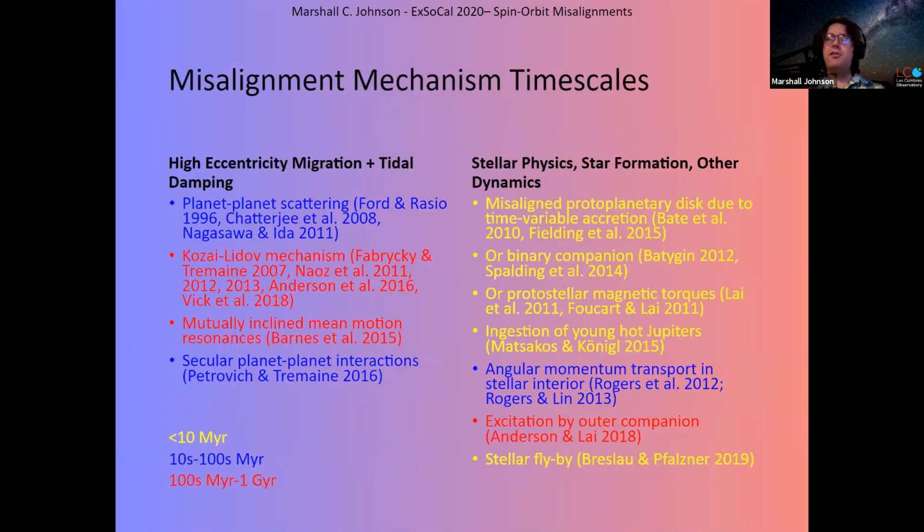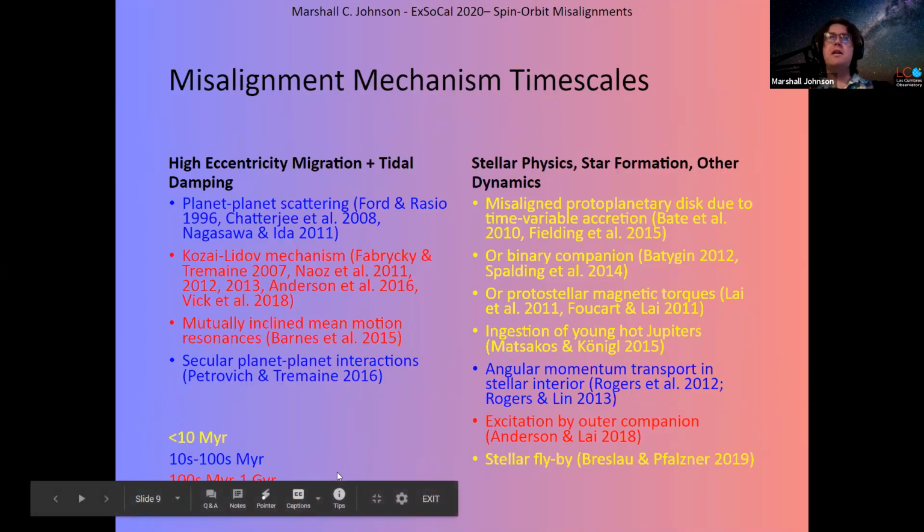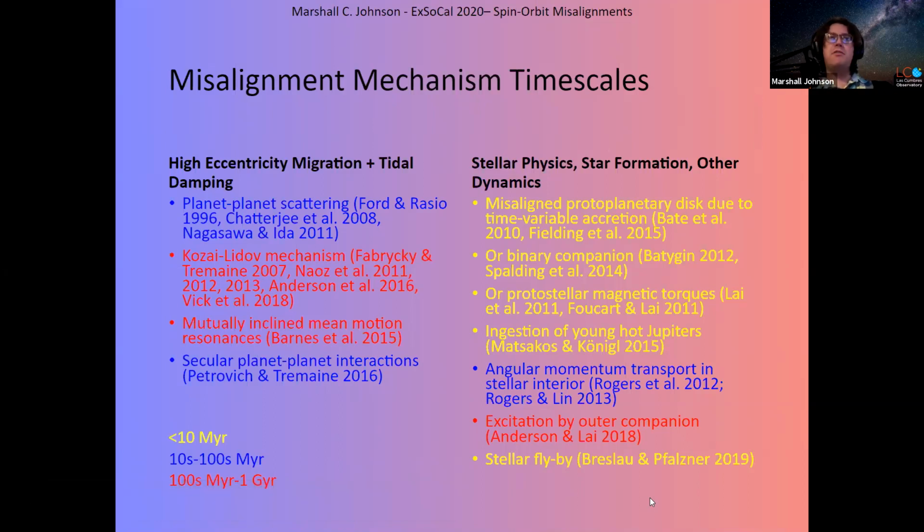Another thing that I can look at to try to get at misalignment mechanisms is young planets. Here I've color-coded the misalignment mechanisms by the timescales in which they operate, which vary a lot from less than 10 million years up to hundreds of millions of years, or even a gigayear. So if we can observe young planets where some of these mechanisms haven't yet had time to operate, we can potentially start to disentangle among them on that front.